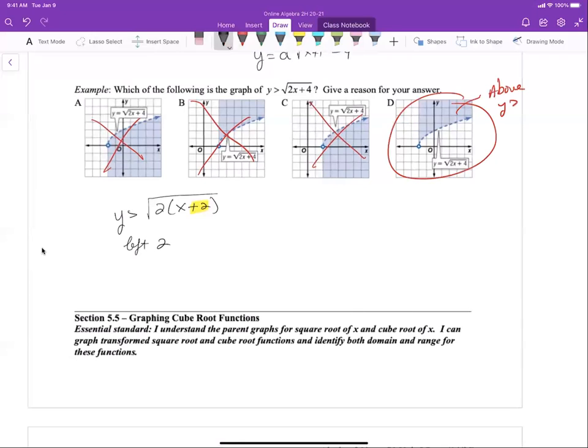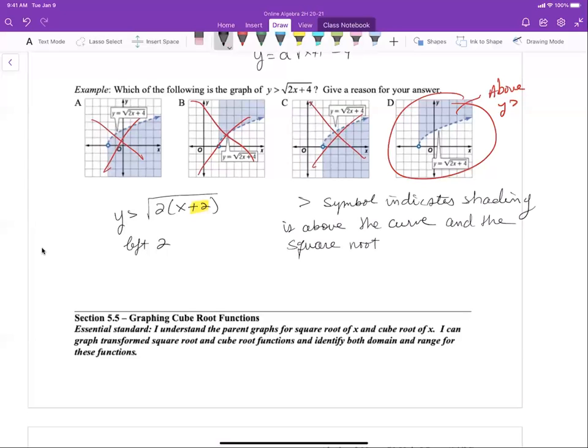So now we have to give a reason. We want this greater than symbol indicates shading is above the curve. And the square root function was shifted left 2. Okay. All right.